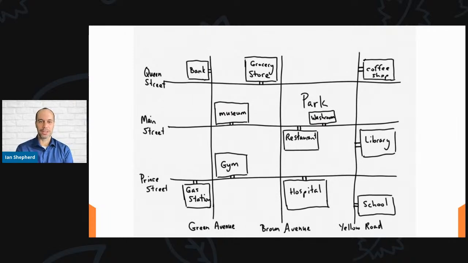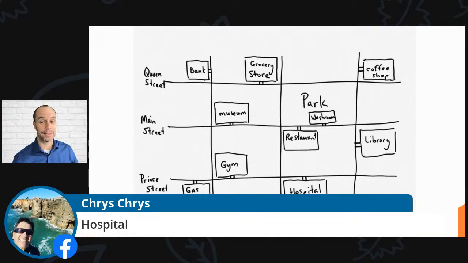I tried to trick you a little bit. Where did you end up? Chris got it. Chris, you are the winner today. You and Anna were very close. Anna and Chris are the two winners. Chris got it. You are at the hospital.